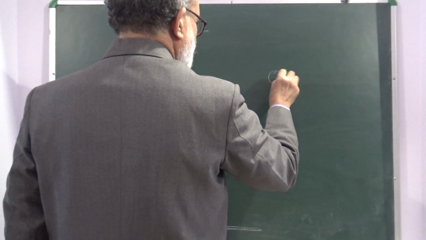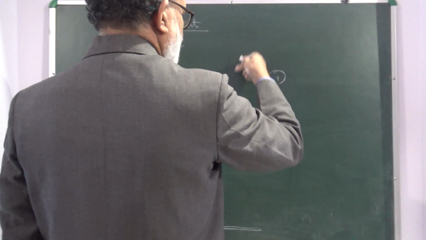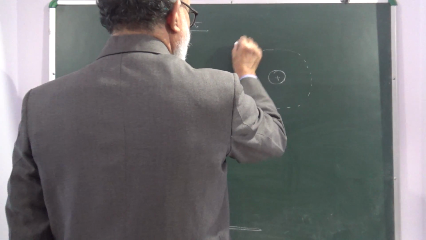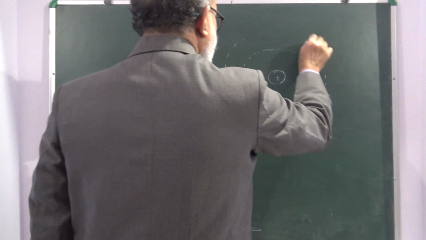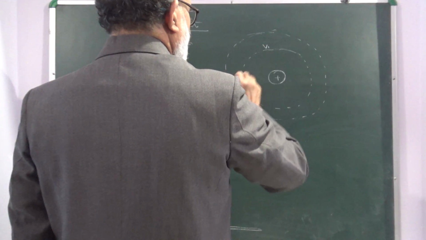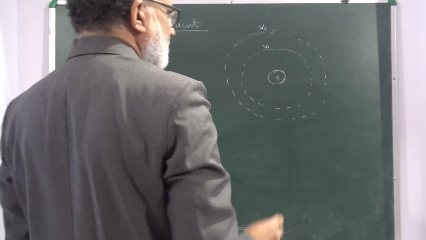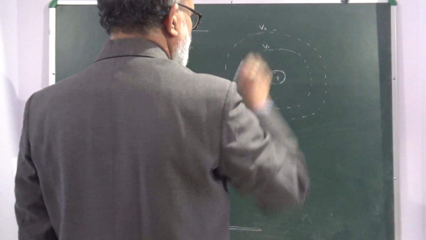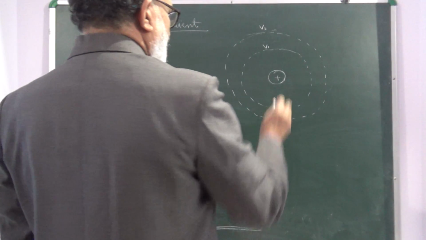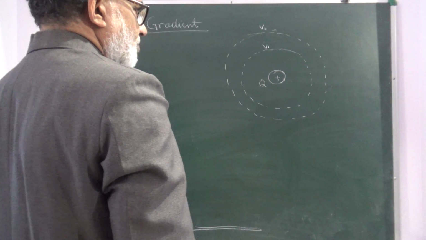Suppose this is a charged body. This charged body will create a field of potential around it. So this surface will have a potential, say V1, this has V2. Obviously V1 has more potential than V2. As you go away from the charge, the potential decreases. So this is at higher potential, and this is at lower potential. As you come closer to the charge, the potential increases.